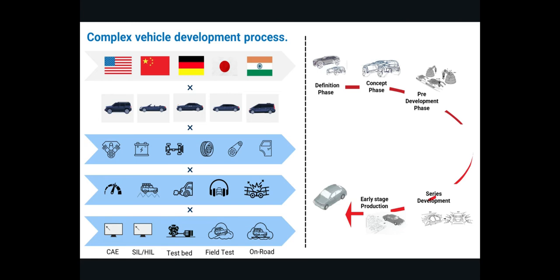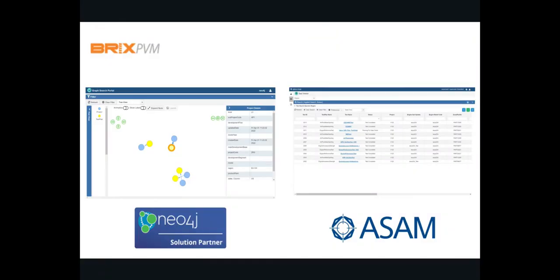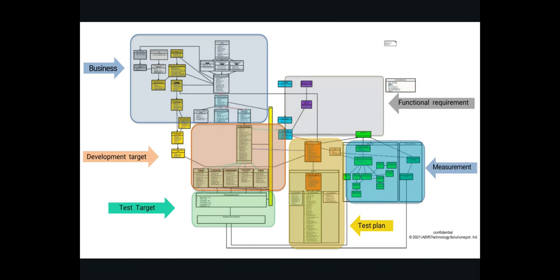As you can see, in vehicle development, many types of information are used in a complex combination. In addition, there are so many departments and groups in the company, and so many people are involved to make one vehicle. Our BRICS PVM solution faces these challenges. We faced this challenge with the graph database and a global standard called ASAM ODS. Now let's see how the graph helps the product development.